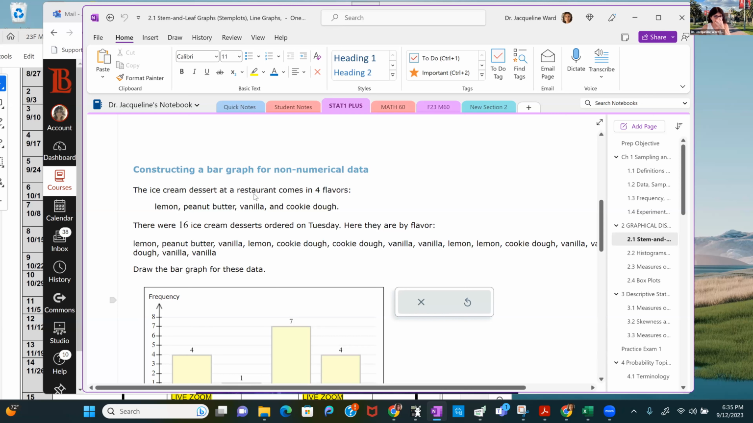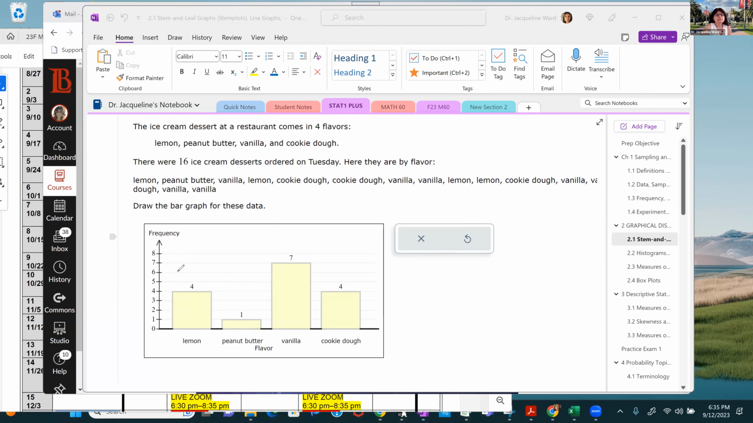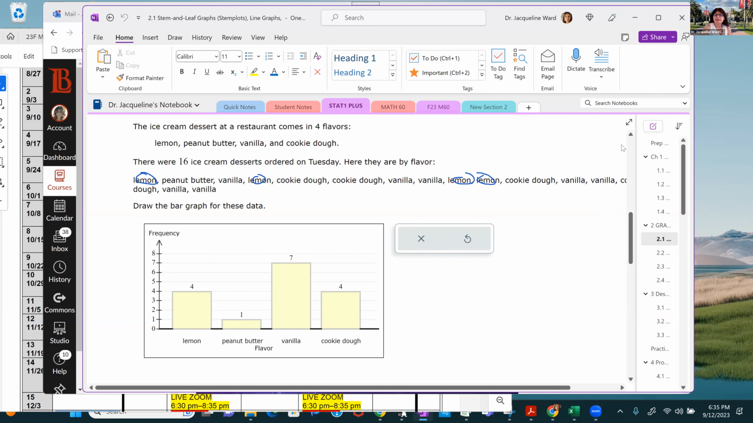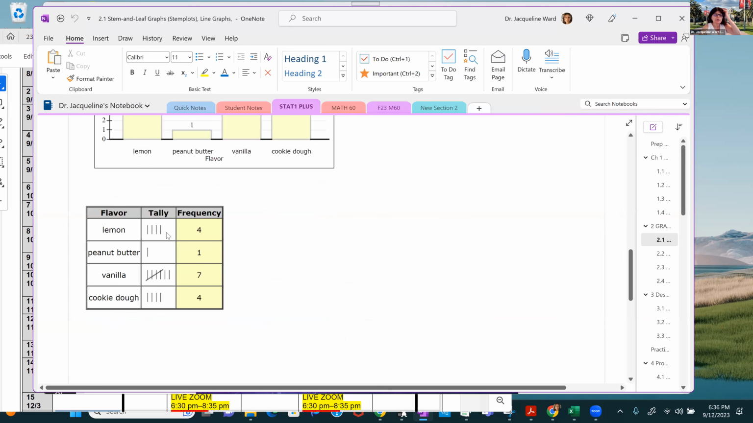So here's an example where ice cream at a restaurant comes in four flavors, and there were 16 ordered on Tuesday, and here they are. Draw the bar graph, and we're going to see, like above lemon, you would be able to click and drag the bar up to whatever height you want, and the height corresponds to the frequency or how many. So there are four lemon, right? One, two, three, four. And so we would drag this up to a height of 4, and then there were 1 peanut butter, etc. You could also make this little tally chart and then do the frequency.